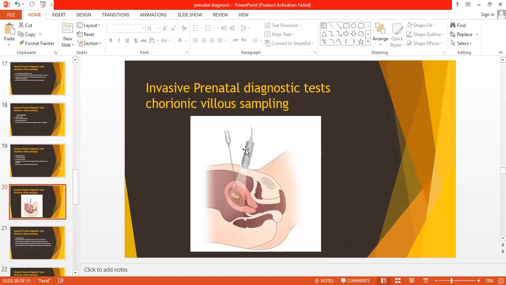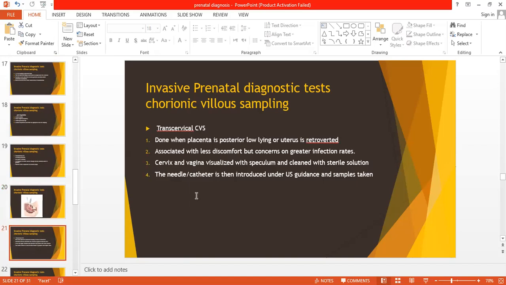ये देखिए, there is ultrasound guidance of this needle, and once in the placenta, the placental tissue is aspirated into syringe. ठीक है। In transcervical chorionic villus sampling, it is done when placenta is posterior, low lying, or when uterus is retroverted. ठीक है, uterus का access भी important है in determining the route of access to the placenta. If it is retroverted, then perhaps the better route would be transcervical.